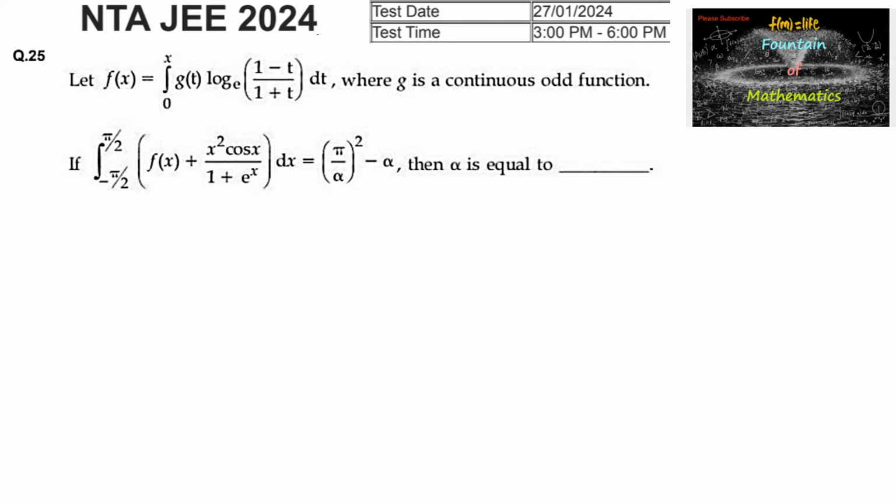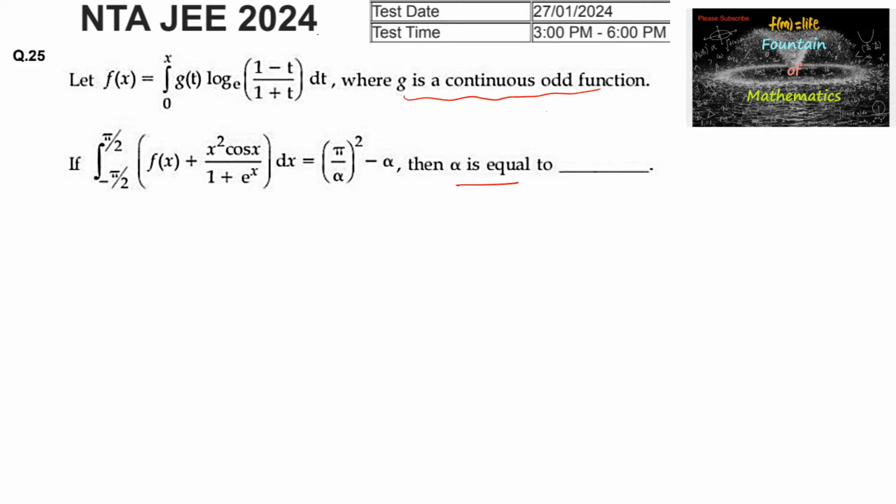Let f(x) be the integral from 0 to x of g(t) times log to the base e of (1 minus t) upon (1 plus t) dt, where g is a continuous odd function. And if the integral from minus pi by 2 to plus pi by 2 of (f(x) plus x square cos x) upon (1 plus e power x) dx is (pi upon alpha) whole square minus alpha, then what is the value of alpha?